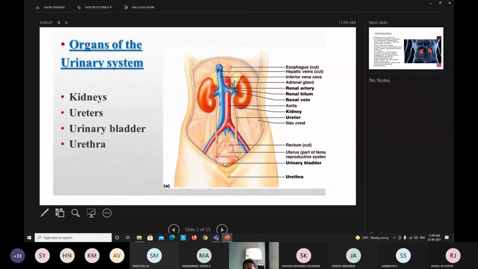Whereas micturition is different. The urine which is collected in the bladder, if it fills more, then the bladder will have a sense of fullness. Then the micturition reflex is initiated. Then urination occurs, and the urine is passed outside.